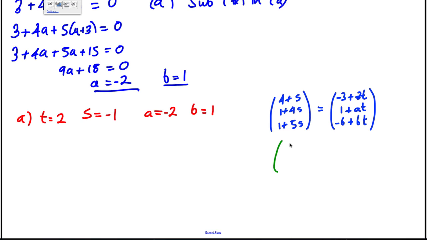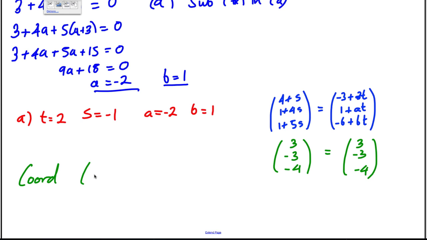4 plus S would be 3. 1 plus 4S would be 1 minus 4, which would be negative 3. And 1 plus 5S would be 1 take away 5, which would be negative 4. Let's check it's true on this side. Negative 3 plus 3t: negative 3 plus 6 would be 3. And then 1 plus At: 1 plus negative 2 times 2 would be negative 3. And negative 6 plus Bt: negative 6 plus 1 lot of 2 will be negative 4. So the coordinates of intersection are (3, negative 3, negative 4), and we're done.